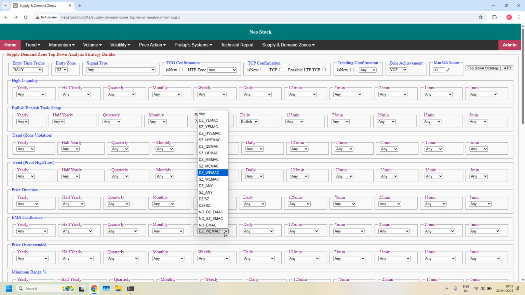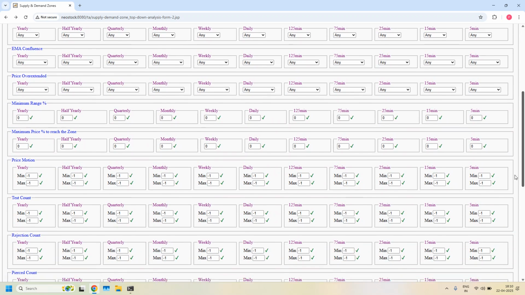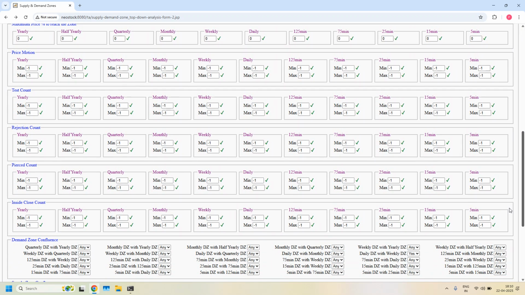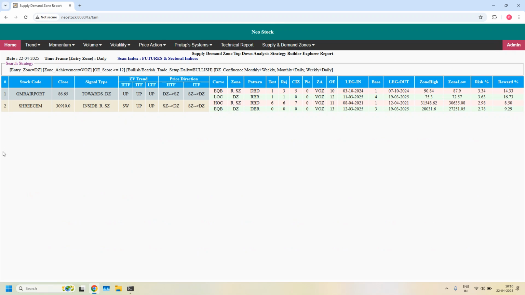So I am going back, removing this weekly EMA confluence. Now we should look into monthly also. So in the demand zone confluence, 3 filters we have to set. First filter, daily with weekly demand zone confluence, is already enabled. Next filters: daily with monthly demand zone confluence, and weekly demand zone with monthly demand zone confluence. With all the 3 filters, we got 2 stocks. In these 2 stocks, the daily demand zones overlapped with weekly demand zone, and both together overlapped with monthly demand zone.